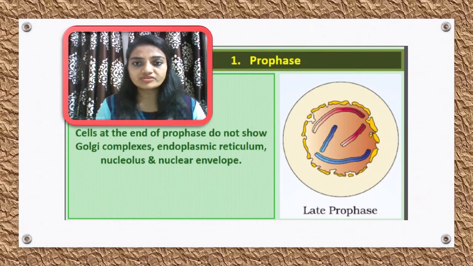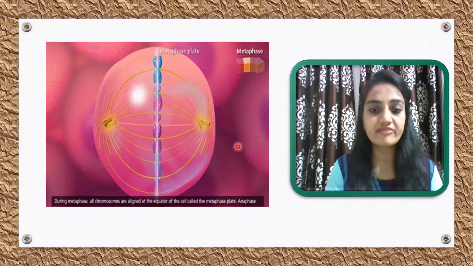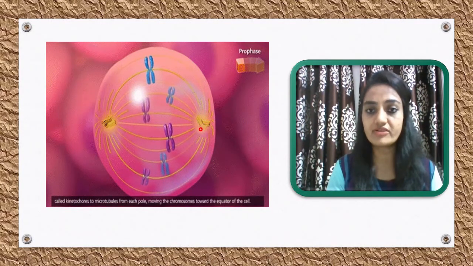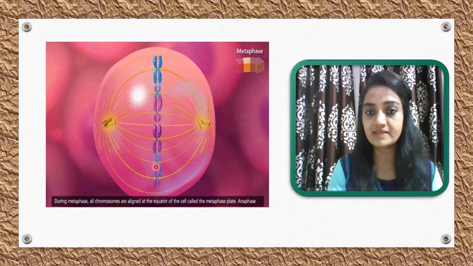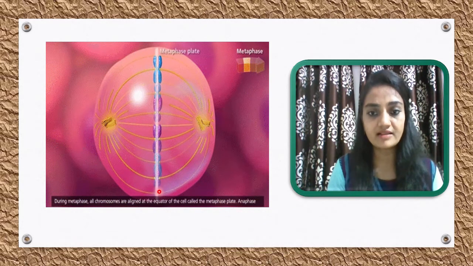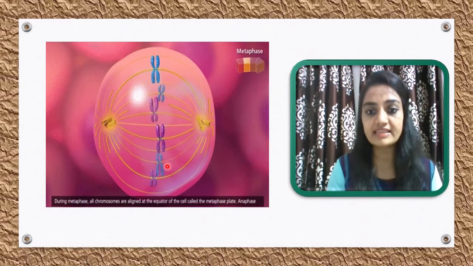During this phase, what you can observe is that cells at the end of prophase do not show Golgi complexes, endoplasmic reticulum, nucleolus, and nuclear envelope. So you cannot observe all these structures at the late prophase stage. As all chromosomes are attached with the spindle fibers of the centriole, or mitotic apparatus, all the chromosomes will arrange like this in the center of the cell, and that is the indication of the initiation of the next stage, and that is metaphase.